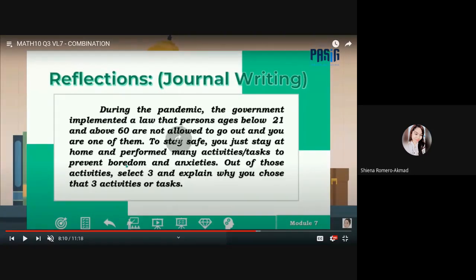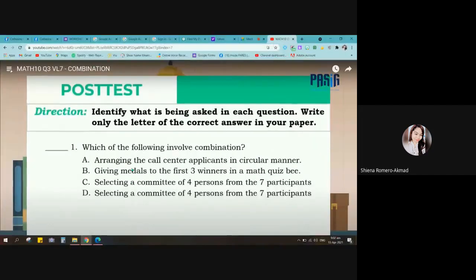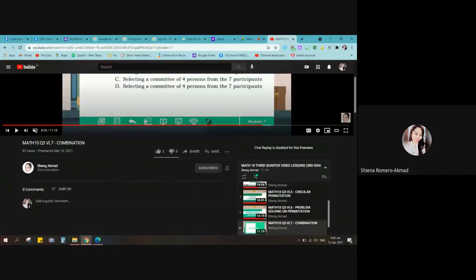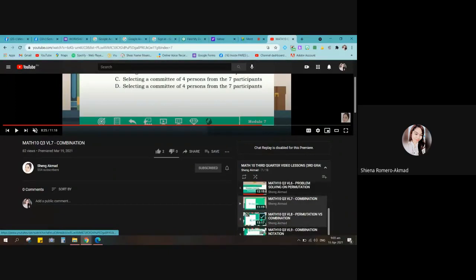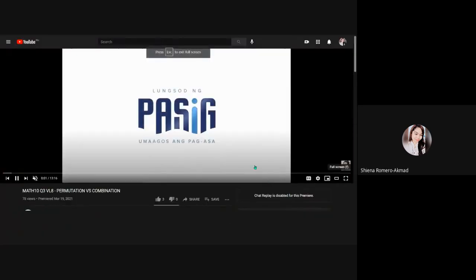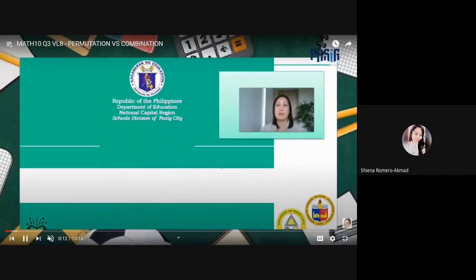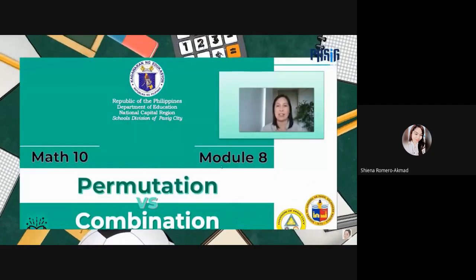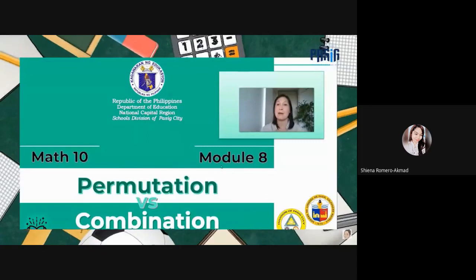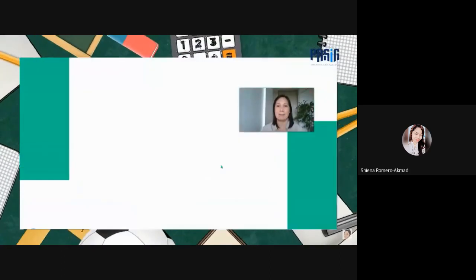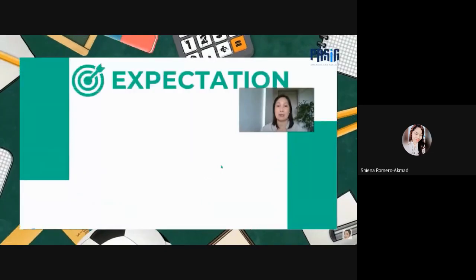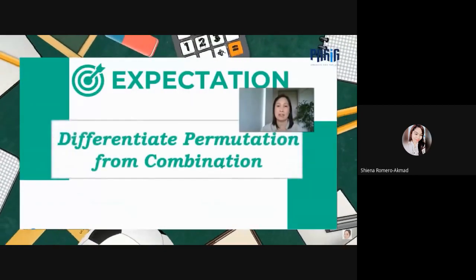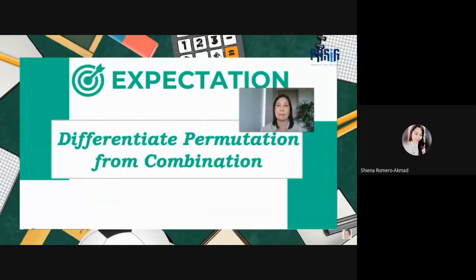So let us now proceed to module number 8. Medyo natagalan tayo sa 7 kasi. So for module number 8, we are going to deal with permutation versus combination. Alamin niyo na kung ano yung difference ng dalawa, or makakompare ninyo sila lalo because may makikita tayong mga situations or given mamaya.